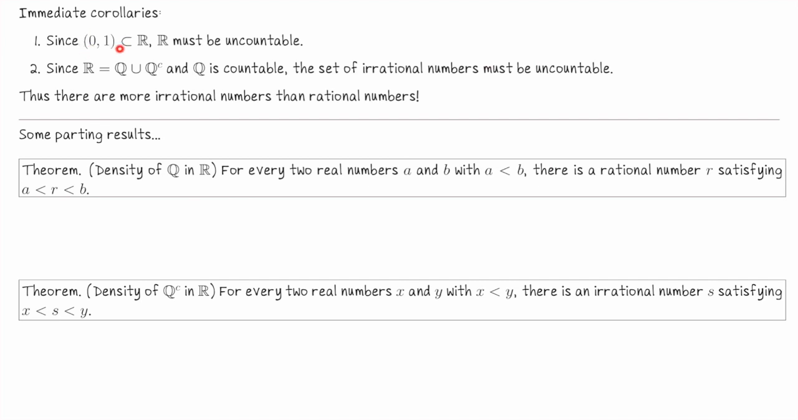Since the open interval from 0 to 1 is just a subset of R, R itself must be uncountable. But since we can also take R and say that R is the union of rational and irrational sets, and we've already shown that the set of rational numbers is countable, then the set of irrational numbers must be uncountable. That means that there are more irrational numbers than rational numbers.